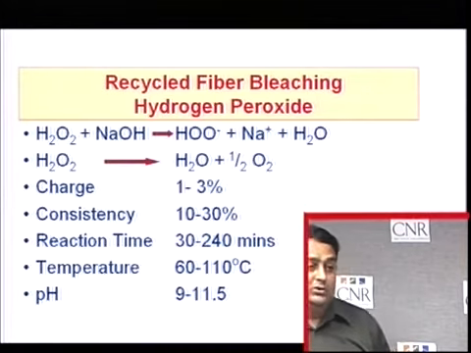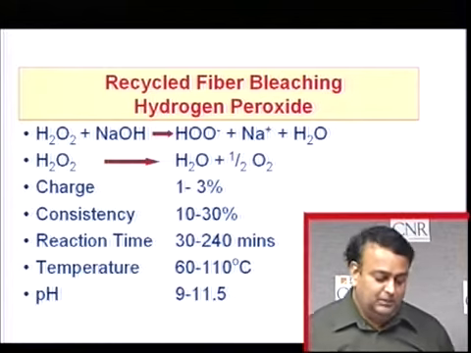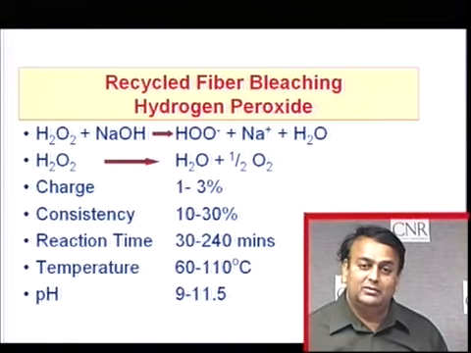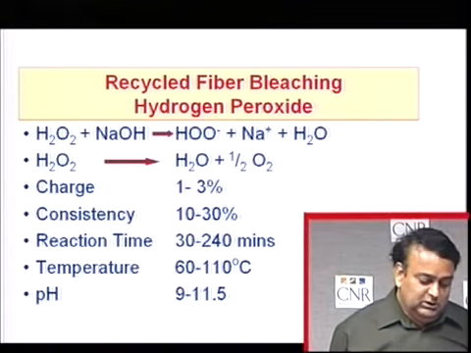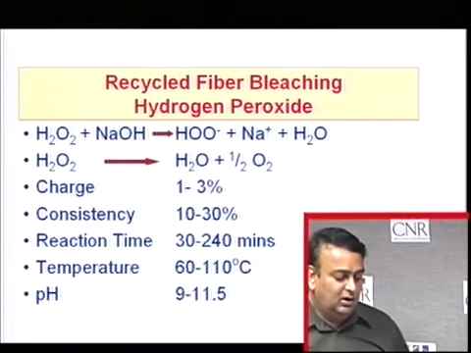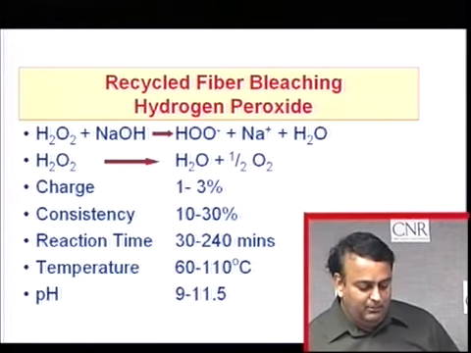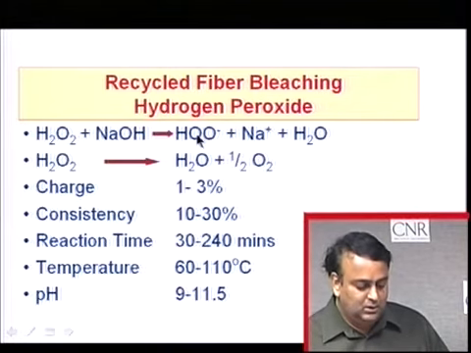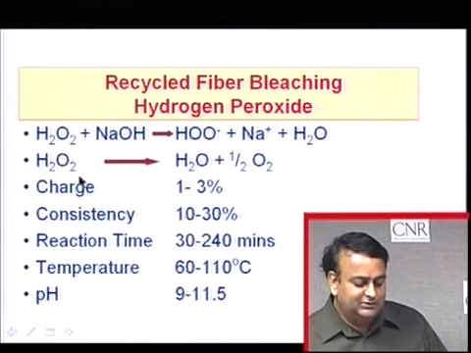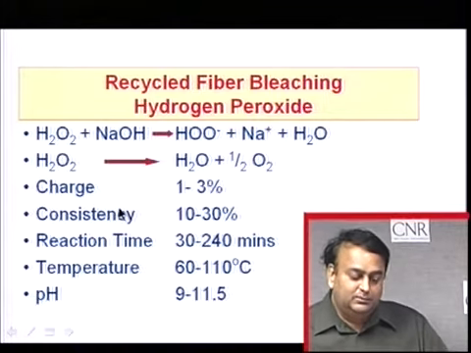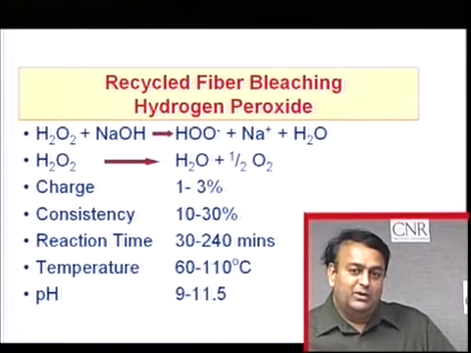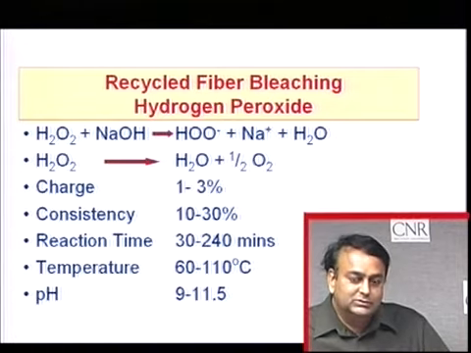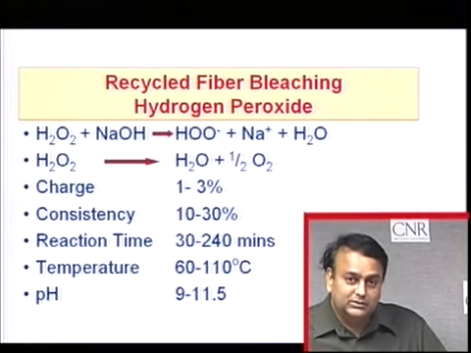The next most commonly used chemical is peroxide. I want to spend a little bit more time on peroxide because it's the most popular chemical used by the recycle group. Hydrogen peroxide in the presence of caustic gives perhydroxyl ion. That's the bleaching species. Also, hydrogen peroxide in the presence of air, or in the presence of metal ions, or at high temperatures can decompose to water and oxygen.